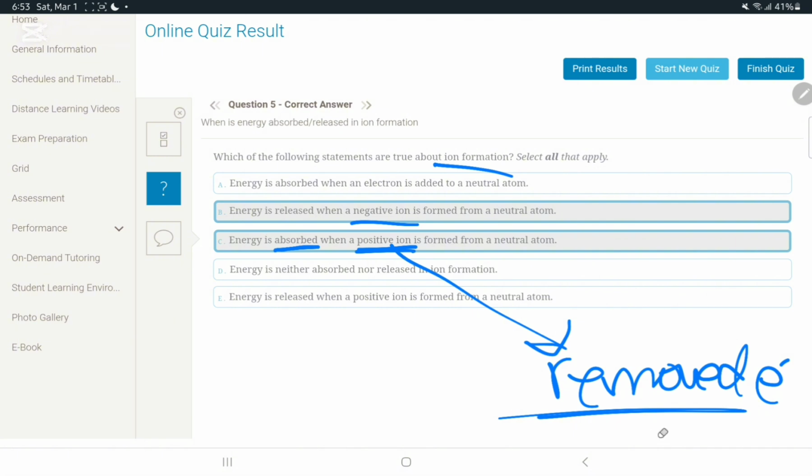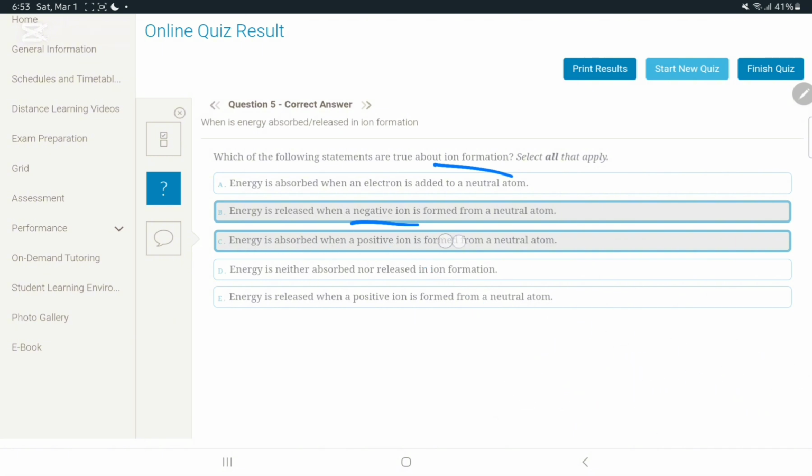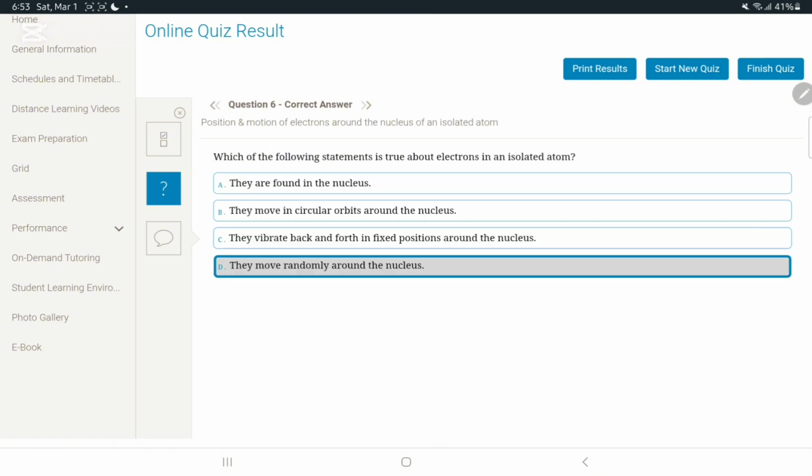I will just repeat it one last time. When you remove an electron, you need energy. So energy is absorbed, energy is input into the system, to remove this electron. And then to add an electron, it's exothermic, you release the energy. It's the other way around.